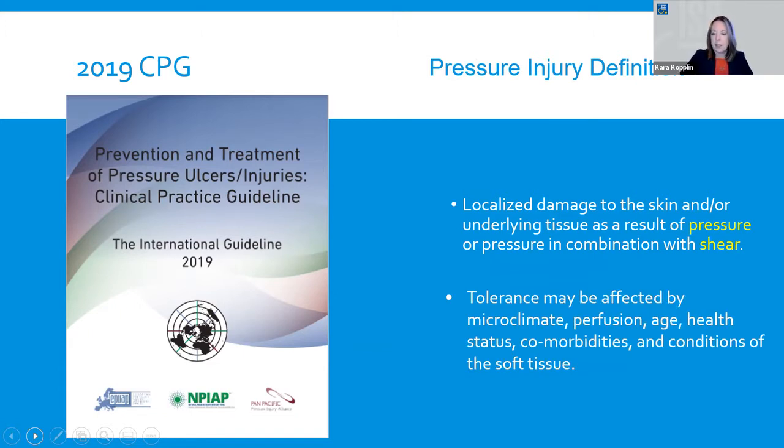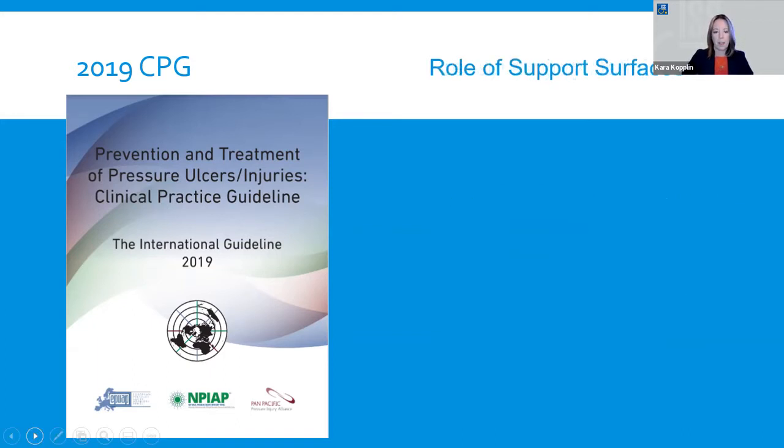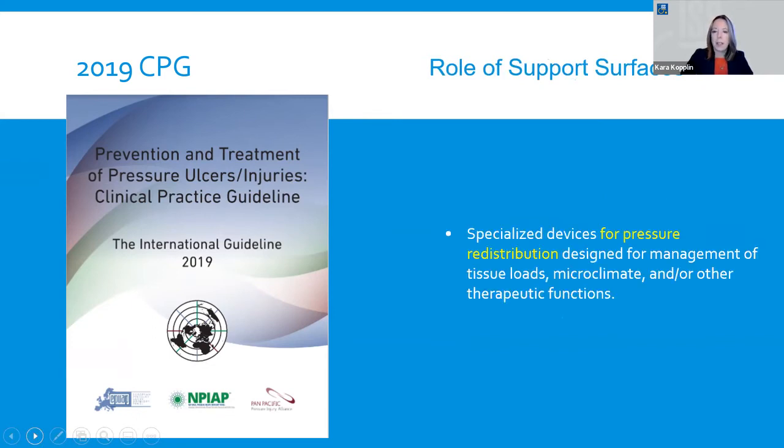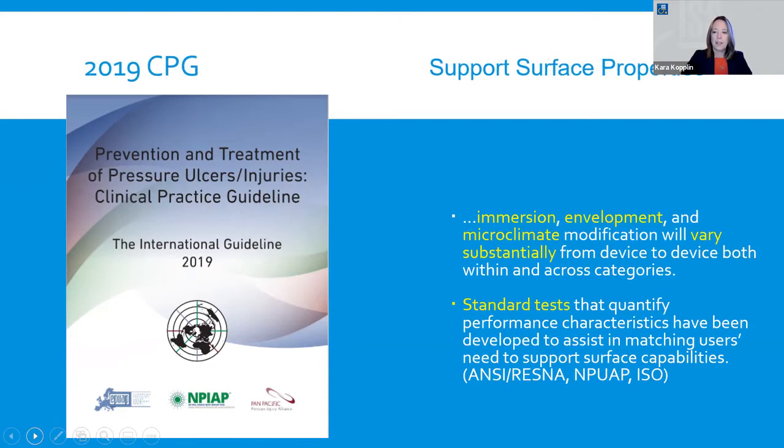It also goes on to emphasize that, of course, individual tolerance is affected by things like microclimate, perfusion, age, health status, comorbidities, and conditions of the soft tissues. And support surfaces play a key role in providing care for prevention of pressure injuries. And that these should be specialized devices, as the guideline says, for pressure redistribution, designed for management of tissue loads, microclimate, and/or other therapeutic functions. And these support surfaces can achieve these end goals by providing immersion, envelopment, and microclimate management. And this can have a significant effect on the care for the person in the wheelchair.